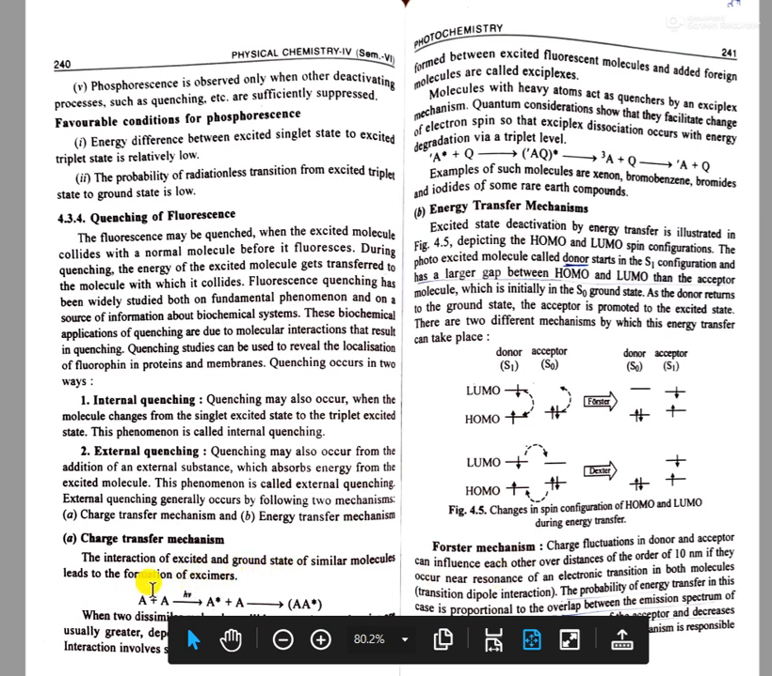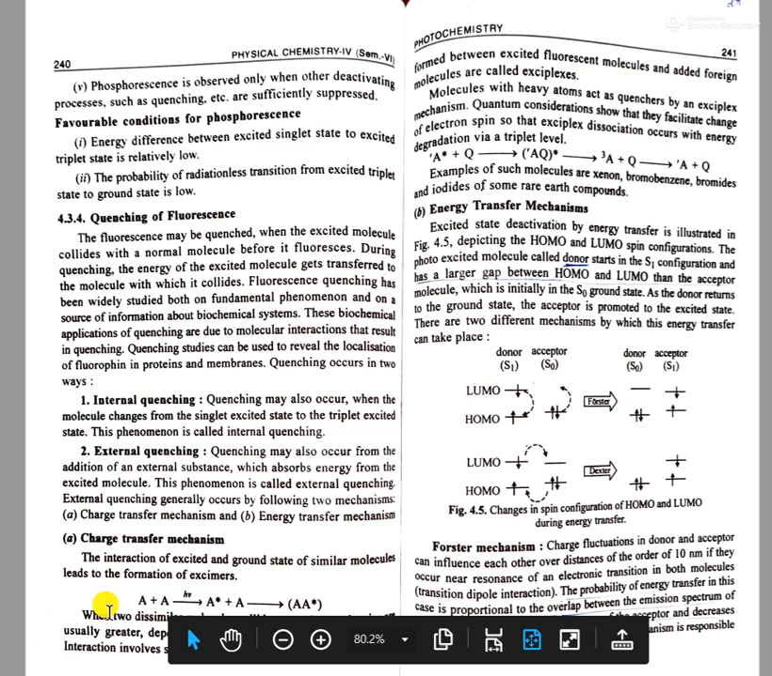In the first way, it is caused by the interaction of the excited and a ground state of similar molecules, that is, the same type of molecules. The first molecule will be in the excited state, whereas the second molecule of the same type will be in the ground state, and when these two molecules collide, they form an excimer, which is represented as A star. So this is the first method.